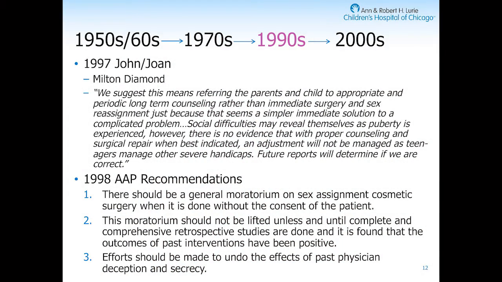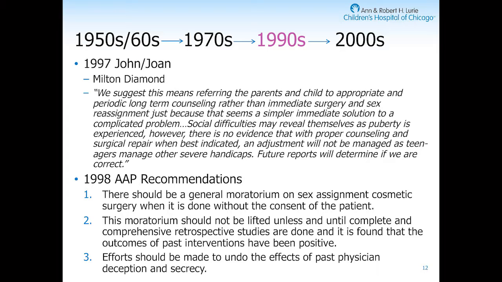And in 1997, Milton Diamond, who's a psychologist and had worked with the individual in the John and Joan case, published on this and on the whole story of John and Joan and said, "We suggest this means referring the parents and child to appropriate and periodic long-term counseling rather than immediate surgery and sex reassignment, just because that seems a simpler, immediate solution to a complicated problem. Social difficulties may reveal themselves as puberty is experienced. However, there is no evidence that with proper counseling and surgical repair when best indicated, an adjustment will not be managed, as teenagers manage other severe handicaps. Future reports will determine if we are correct."